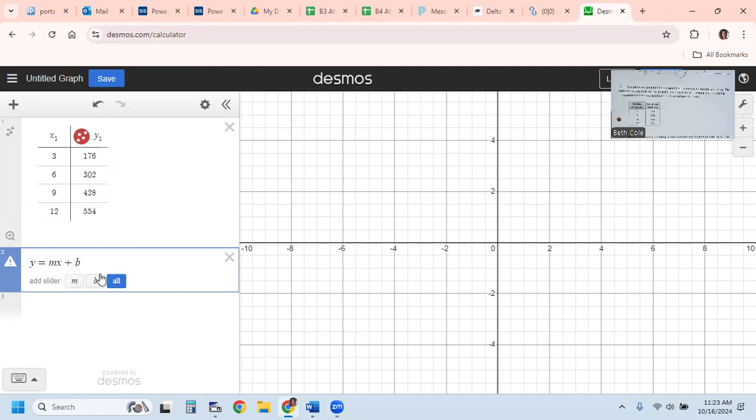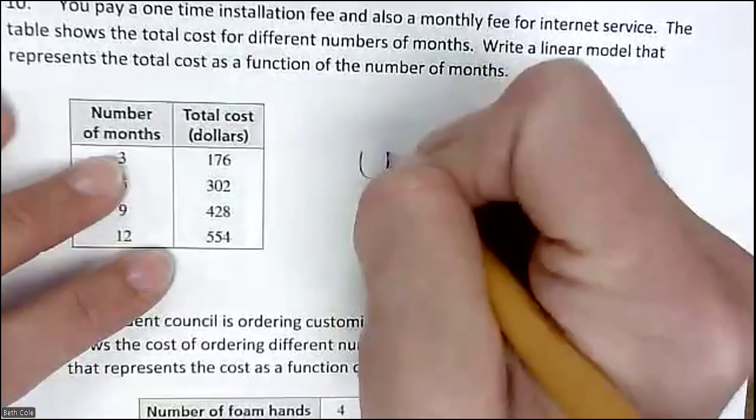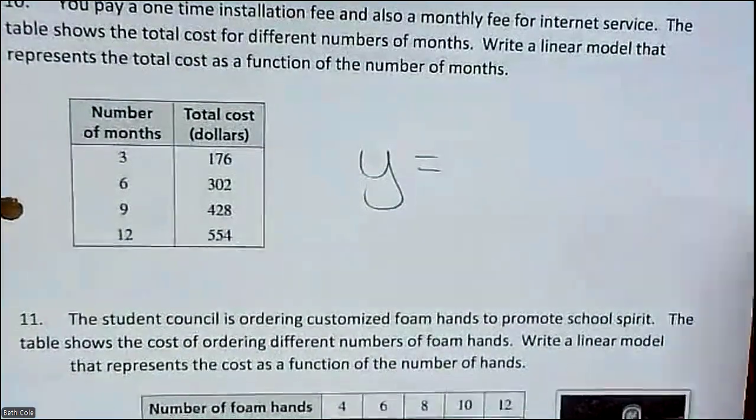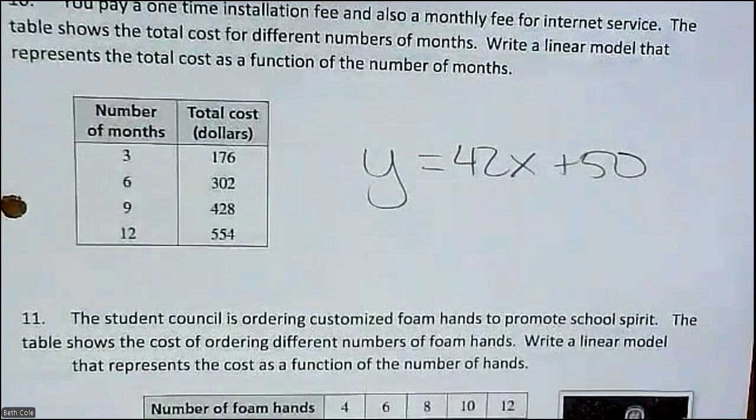Where'd the ones go? After x and y. Good. And then what's the other thing? The squiggly line. Here's our answer. Now, if you're at the back, it might be a little small for you to see, but you guys up front, can you see how slope is 42 and then y-intercept is 50? Literally just gave you the numbers 42 and 50. So we're going to write y equals what? You just put it all together. 42x plus 50. You want to write that down for me?